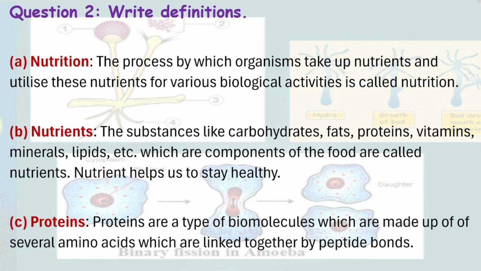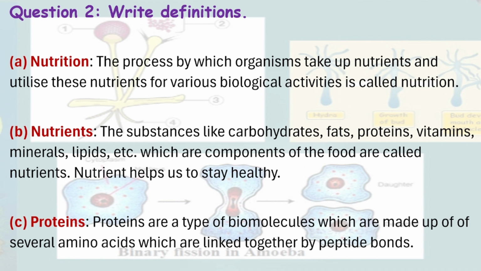Question 2, write definitions. A, nutrition. The process by which organisms take up nutrients and utilize these nutrients for various biological activities is called nutrition. B, nutrients. The substances like carbohydrates, fats, proteins, vitamins, minerals, lipids, etc., which are components of the food are called nutrients. Nutrients help us to stay healthy.